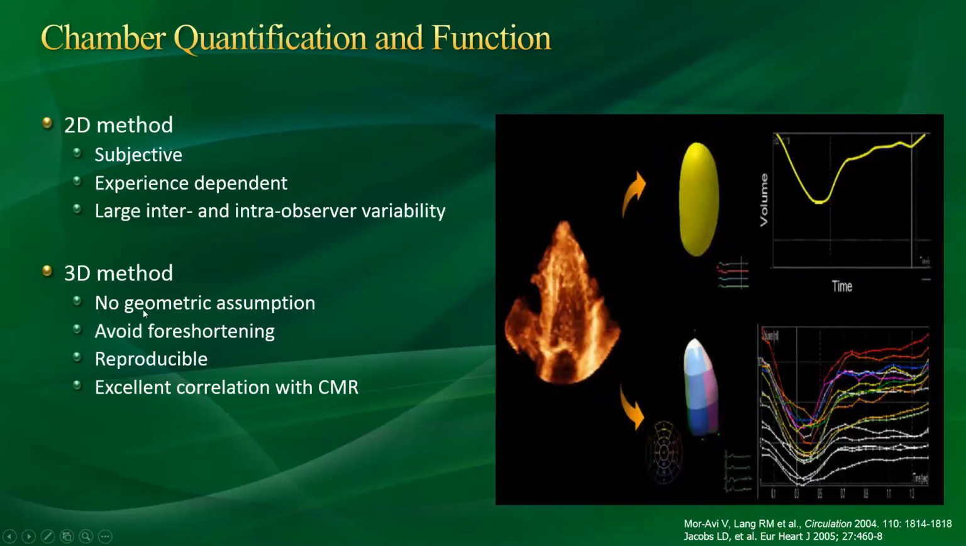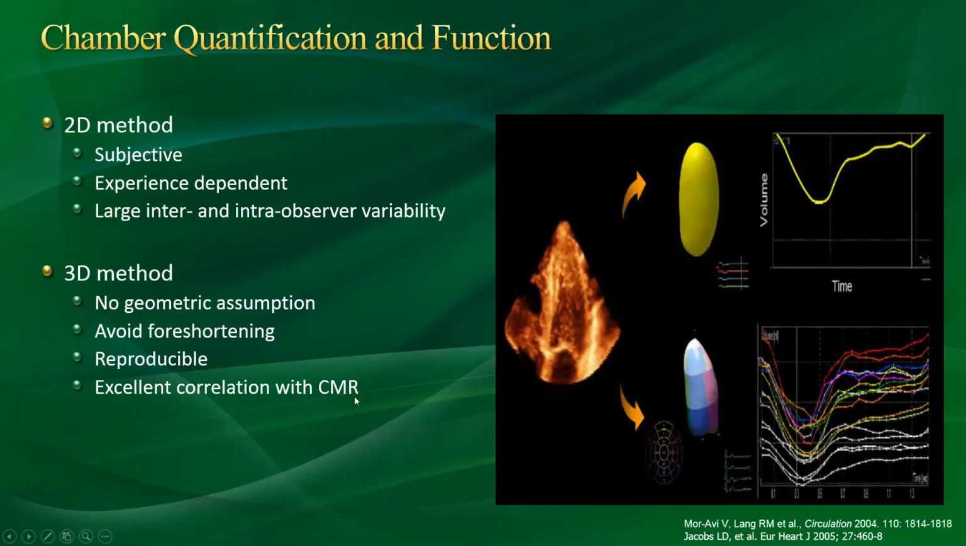Now, what does 3D echocardiography add to that? It avoids the geometric assumption. As we know, when we do 2D, we assume that the heart has a certain shape, elliptical or rounded. With 3D, we also avoid foreshortening, because we get a larger area and can open the left ventricle as much as we can. Relatively, it's reproducible, and it has excellent correlation with CMR, cardiac MRI.